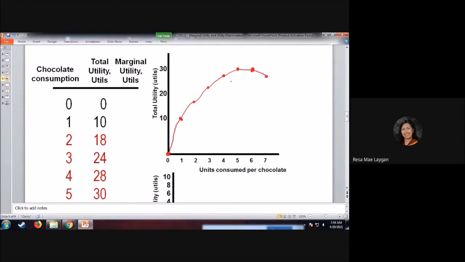What have you noticed here? Beyond 6, the total utility decreases. The 6 here is your saturation point, meaning this is the highest point of your total utility. That is the saturation point.